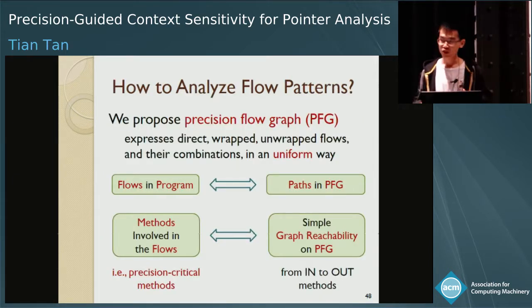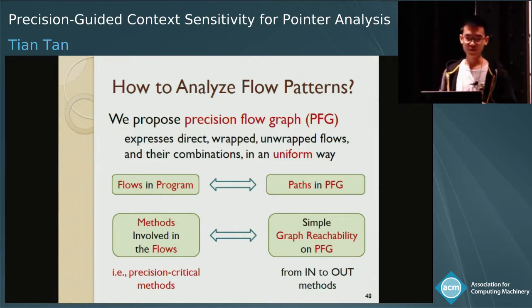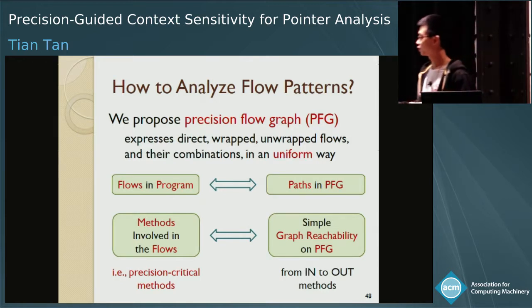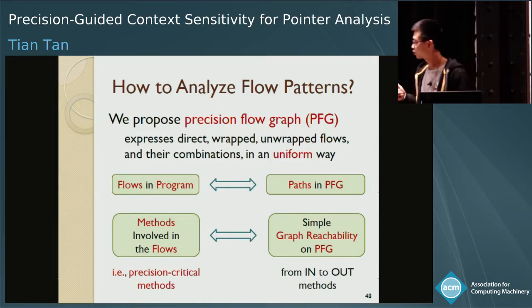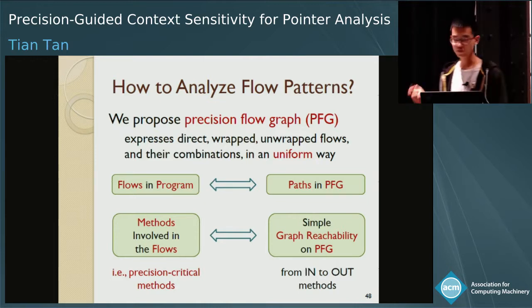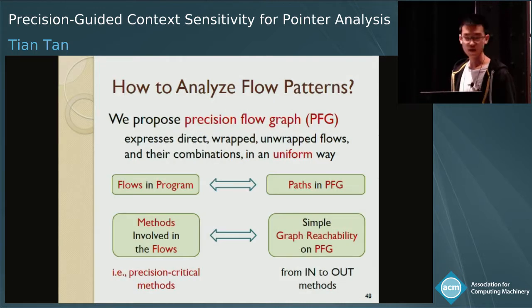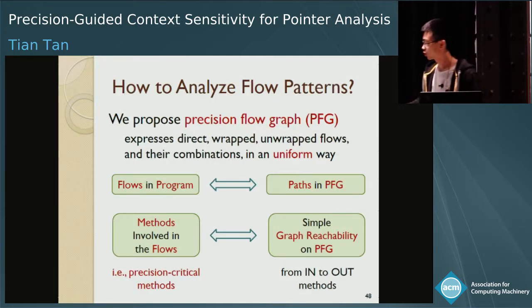context-insensitive pointer analysis as pre-analysis. So with the PFG, the problem of identifying which methods are involved in the flows, namely identifying precision-critical methods, can be solved as a simple graph reachability problem on the PFG from the in methods to the out methods. So this is how Zipper identifies precision-critical methods.